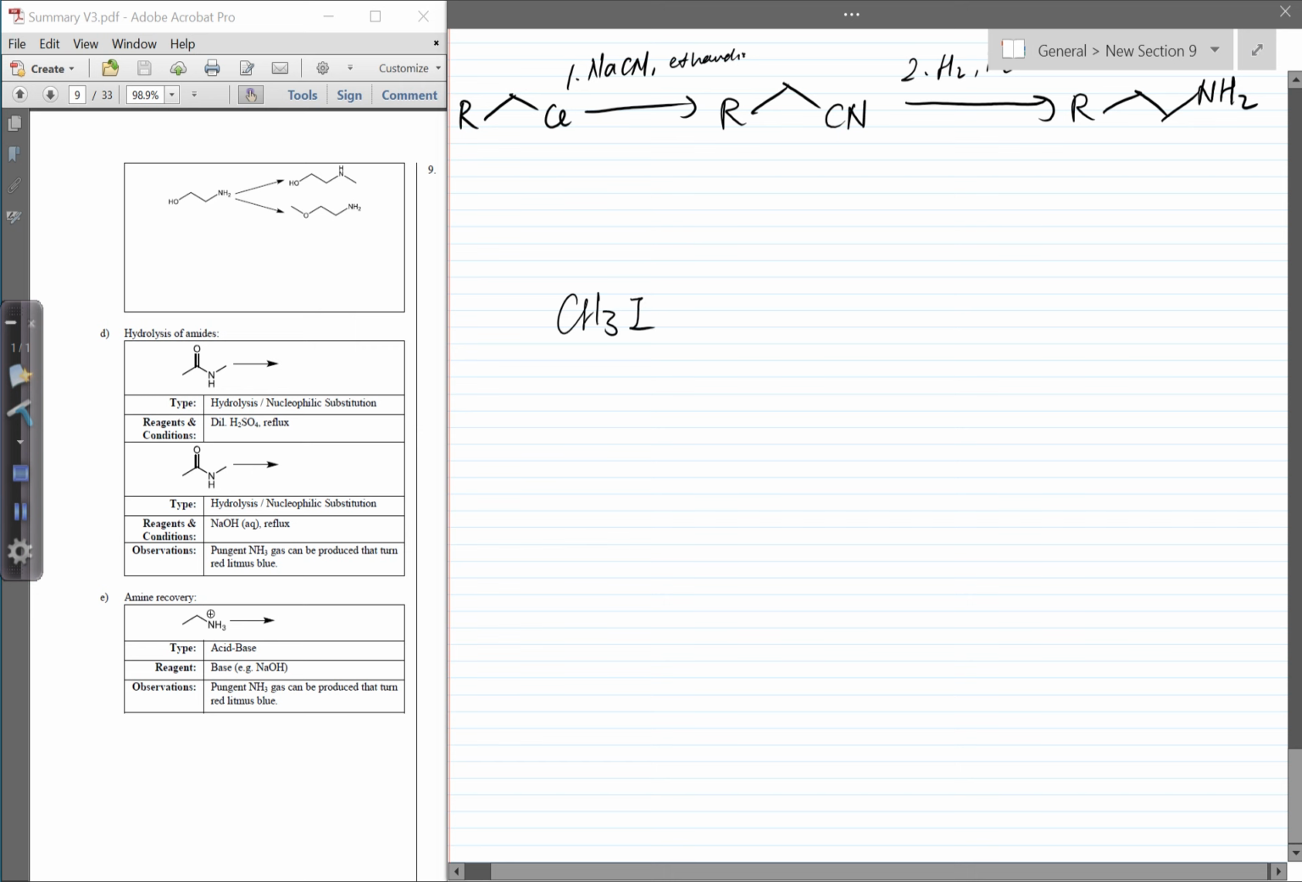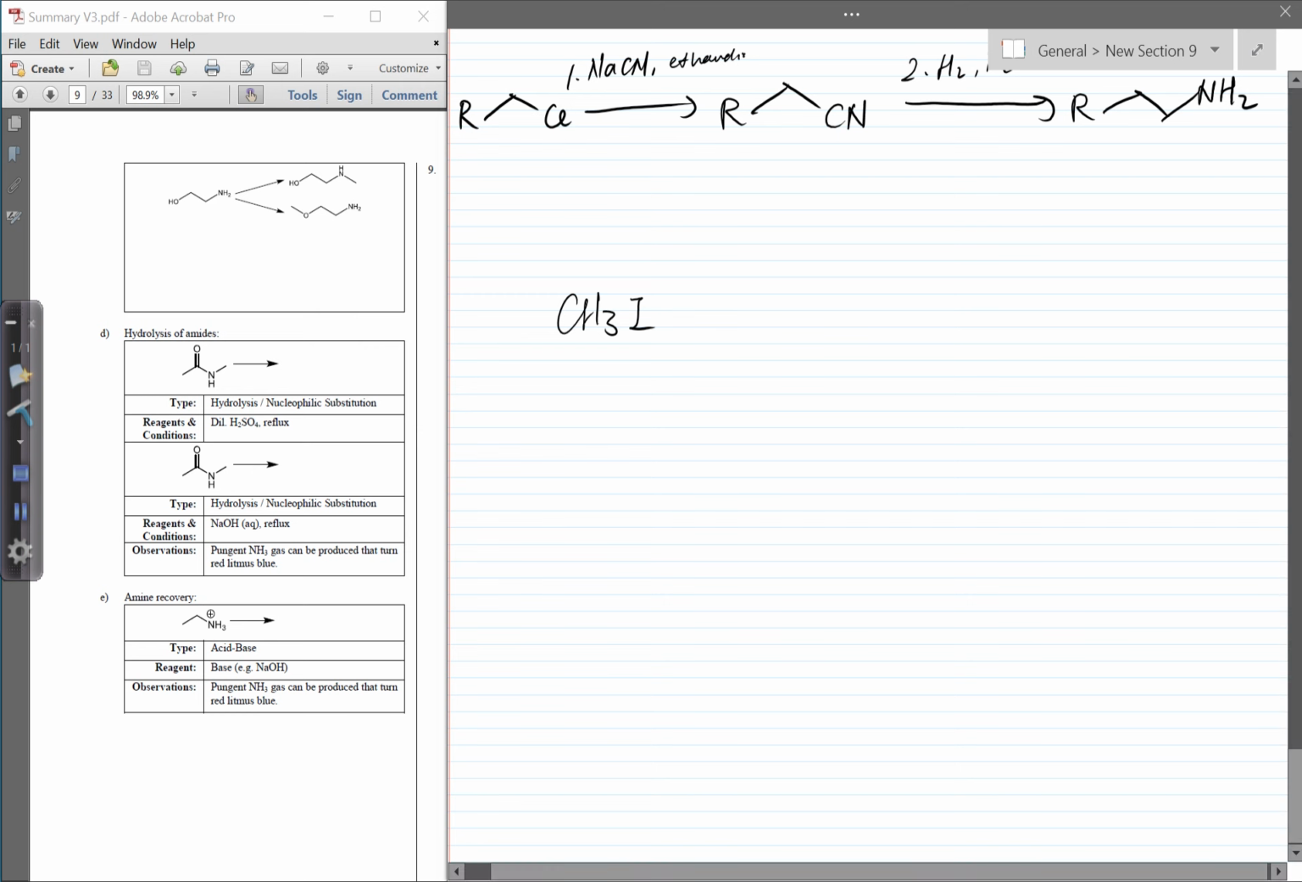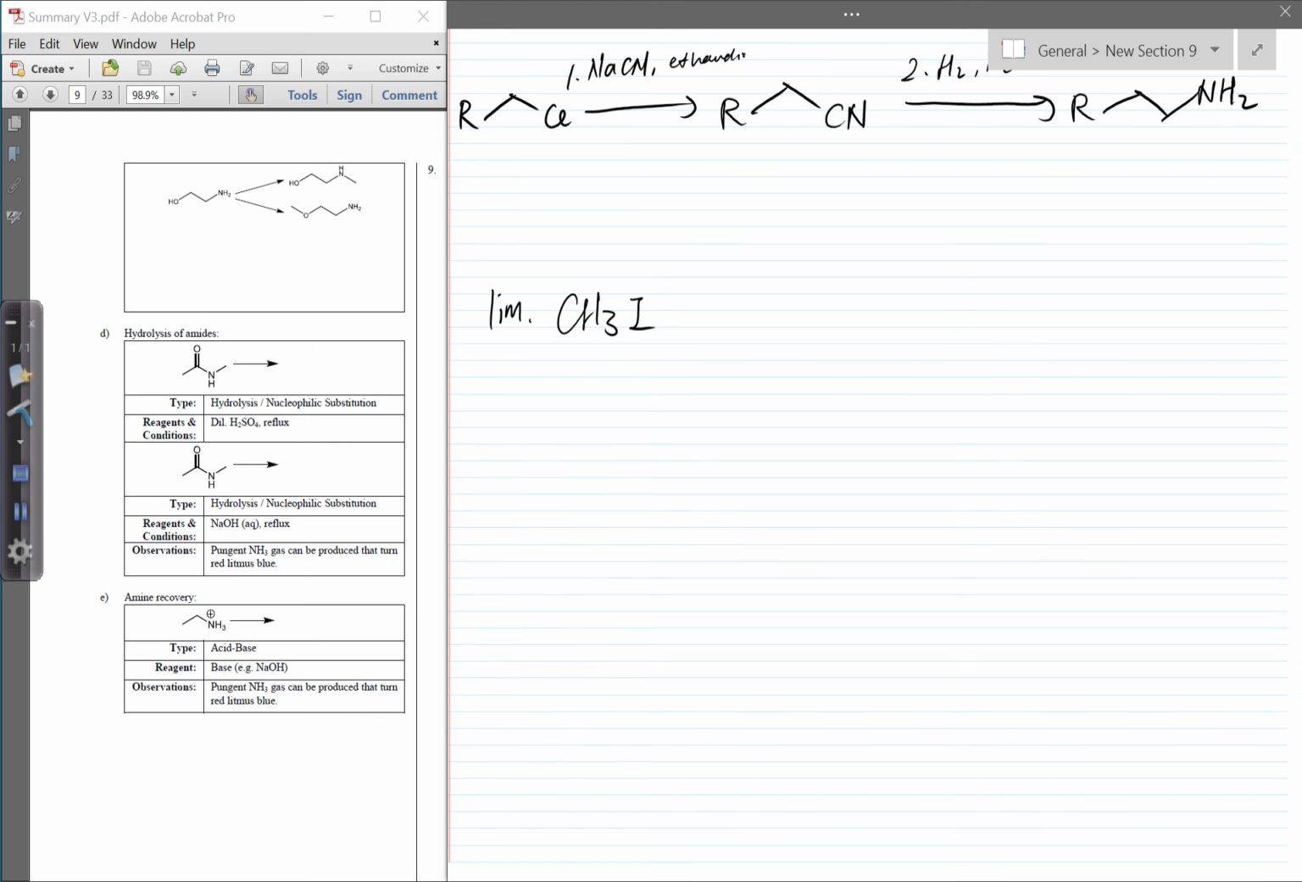And what is the condition? Limited CH3I, right? Take note. If you use excess amine to prevent multiple substitution, then the reverse is the limited haloalkane. Okay? To prevent multiple substitution. This is the first one, the one on top.